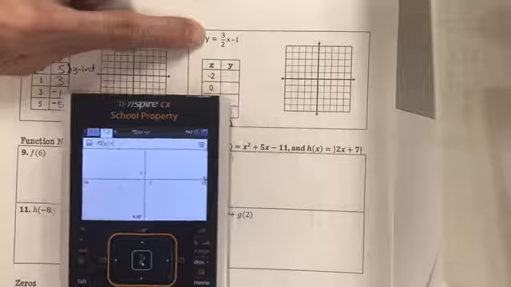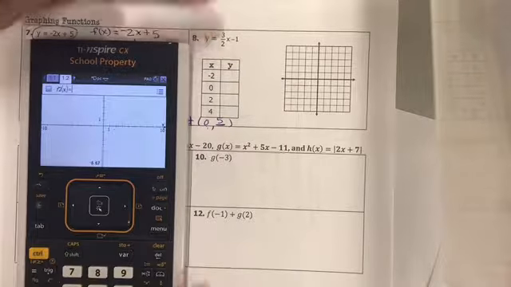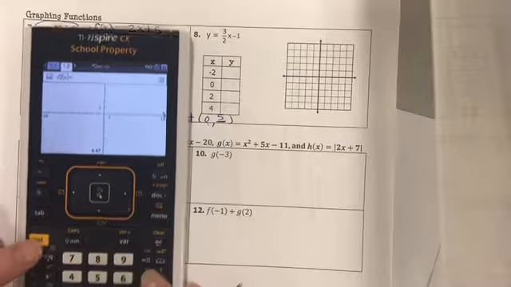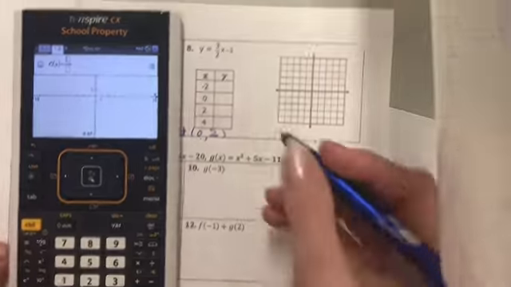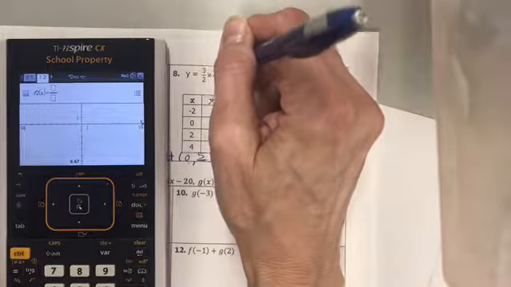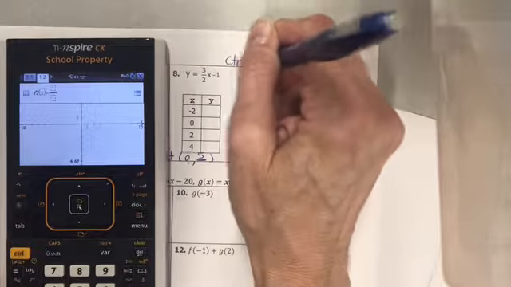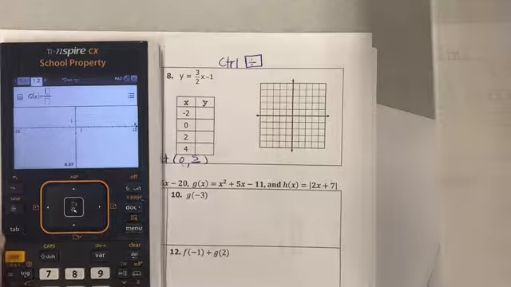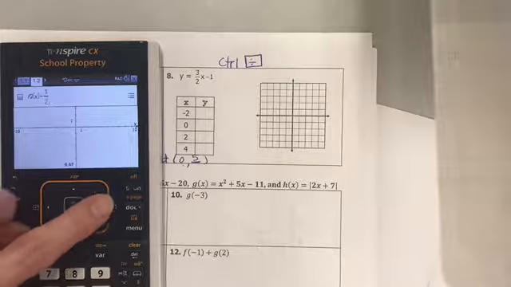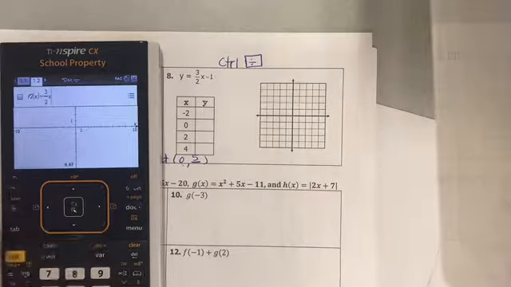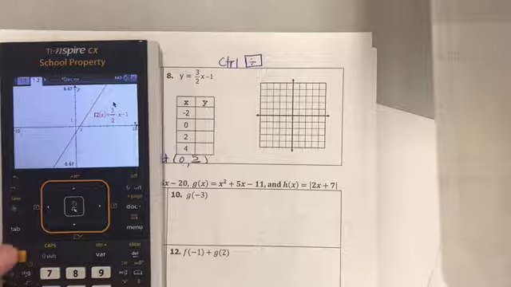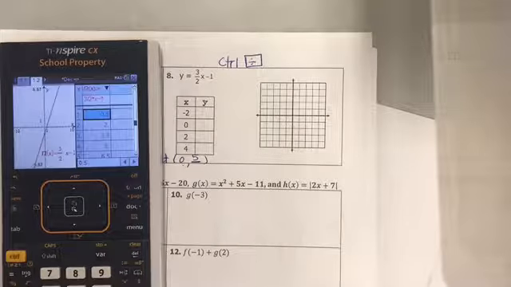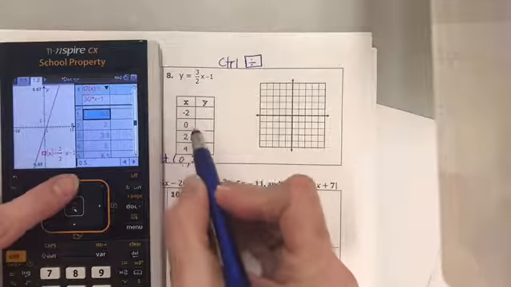So if I want to insert a fraction, I'm going to hit Control Divide. Control Divide for fractions. And then I'm just going to put 3, 2, and x, and minus 1. Enter. Control T. Okay, so I'm going to complete my table.